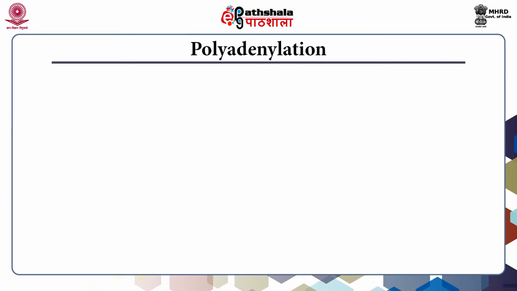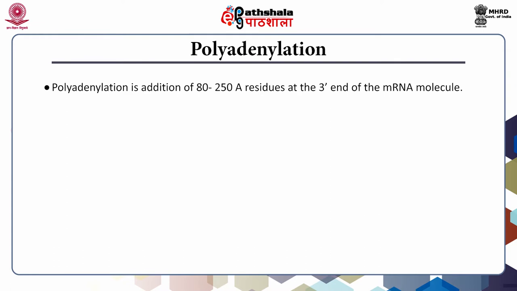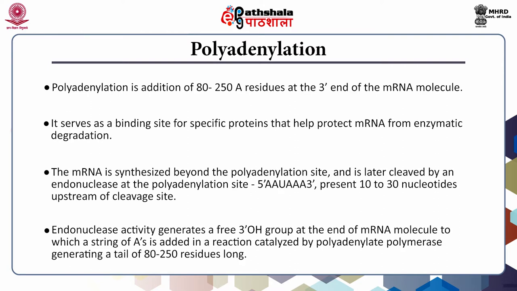Polyadenylation. Polyadenylation is the addition of 80 to 250 adenine residues at the 3' end of the messenger RNA molecule. It serves as a binding site for specific proteins that help protect messenger RNA from enzymatic degradation.